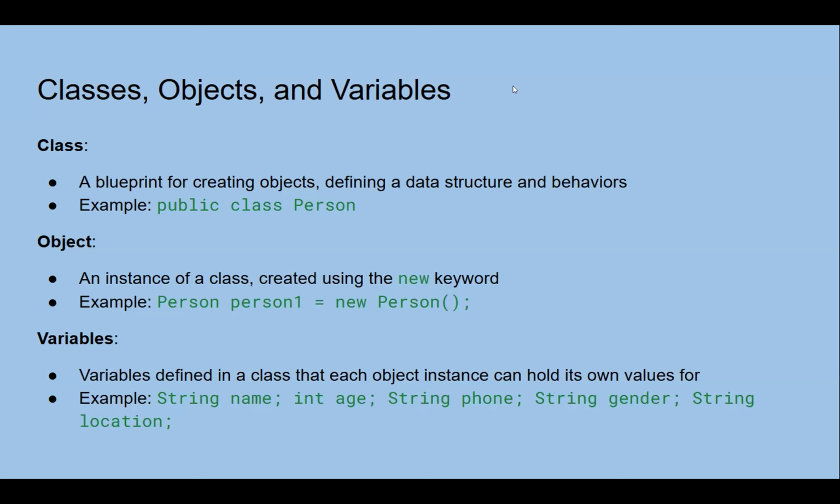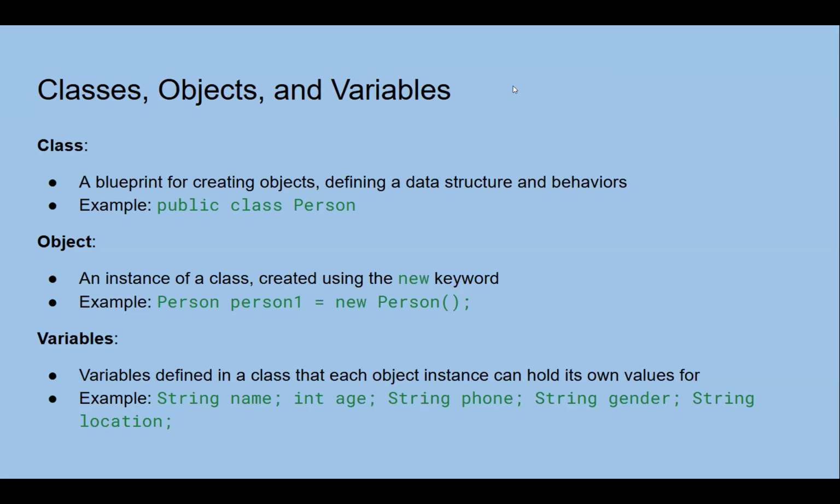An object is an instance of a class, and it is created using the keyword new. For example, we can create an object of the person class with person1 equals new person. So in this case, the object that I created was person. Objects are used to represent and manipulate data within a program, allowing us to interact through code with actual real-world situations.